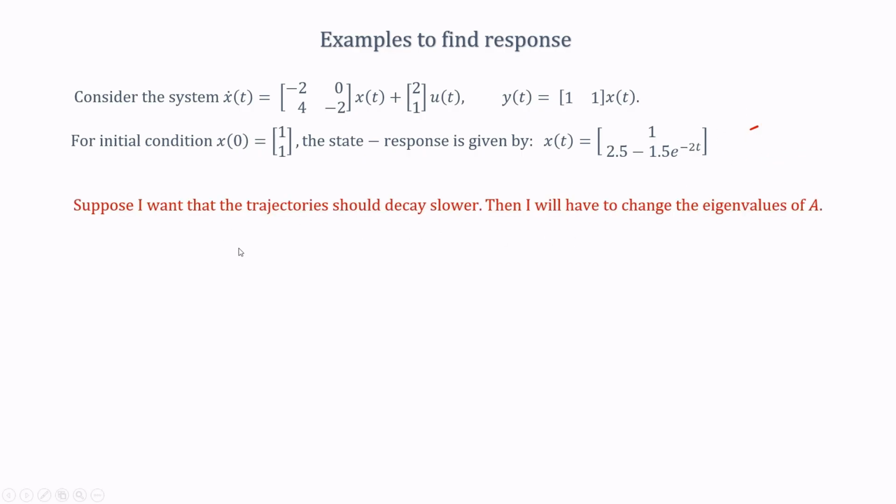So, the question is, suppose I want the trajectory to decay slower or faster, then I will have to change the eigenvalues of the matrix A. This can be done using a technique called state feedback control. So, we will come up with a controller that will help me change the state trajectory response.